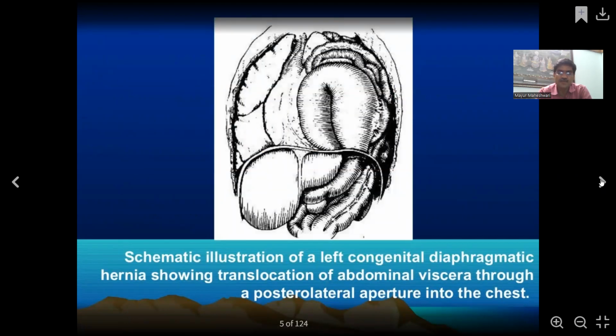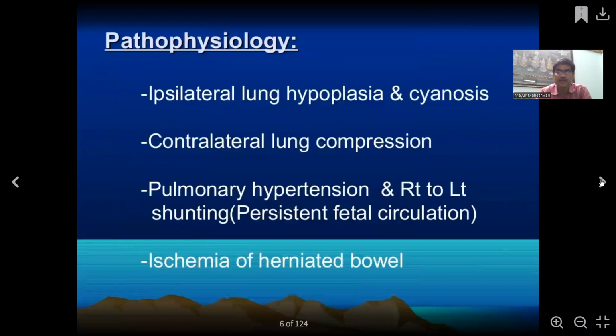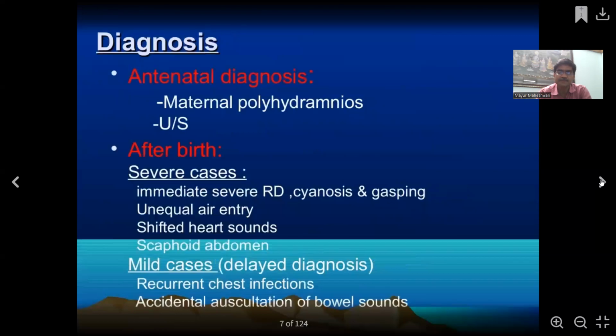So this is a schematic illustration of a left-sided congenital diaphragmatic hernia, which is showing most of the abdominal viscera in the pleural cavity. The pathophysiology is that there is ipsilateral lung hypoplasia because of mass effect. There is contralateral lung compression because of the volume occupied by the abdominal contents. There is pulmonary hypertension with right to left shunting, that is a persistent fetal circulation. And sometimes there is ischemia of the herniated bowel.